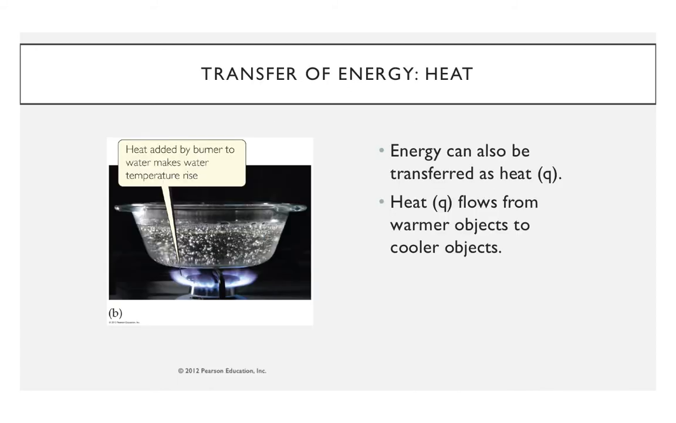The other way to transfer energy is through heat. Okay? That heat is abbreviated as Q, which is also the same as our abbreviation for charge, so we've got to kind of keep those separate in our head, which kind of Q we're talking about. And in this particular case, when we talk about heat, heat is always going to go from warmer objects to cooler objects. So we transfer heat from warmer objects to cooler objects.